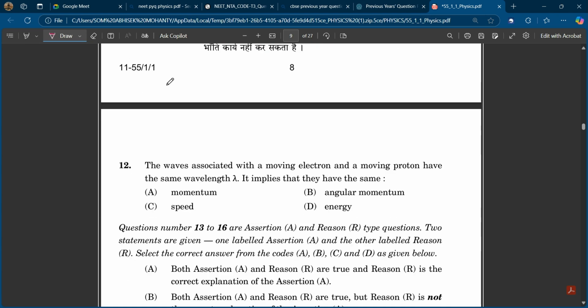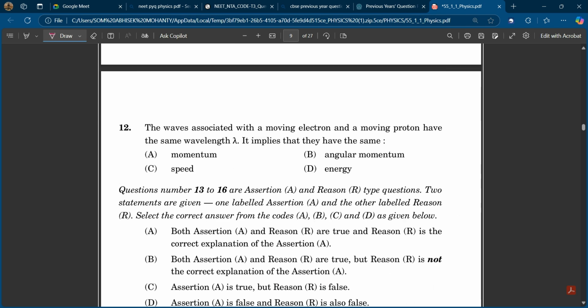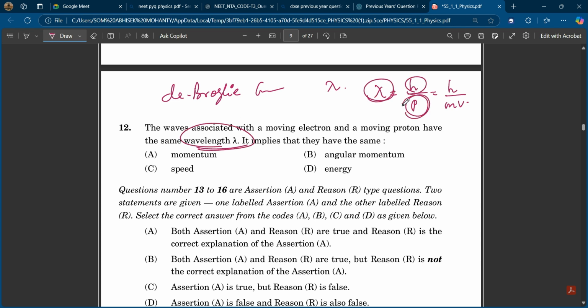Question number 12. The waves associated with a moving electron and a moving proton have the same wavelength. First of all, what are the waves associated with matter particles? They are called de Broglie waves. Lambda is equal to h by p is equal to h by mv. If they have the same wavelength, since h is constant, they will have the same momentum. Very simple question: if lambda is the same, then p will be the same.